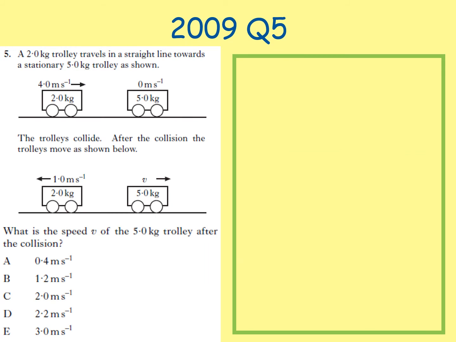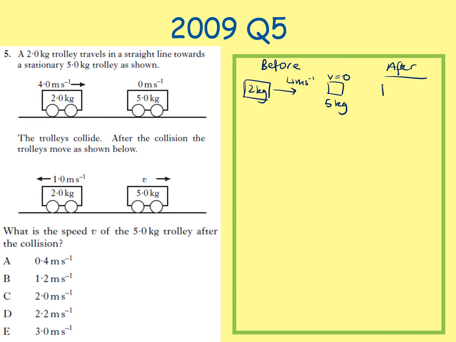A 2 kilogram trolley travels in a straight line towards a stationary 5 kilogram trolley as shown. The trolleys collide. After the collision, the trolleys move as shown below. What is the speed v of the 5 kilogram trolley after the collision? They've already drawn a few pictures for us, but to make sure we understand, we want to draw our own diagrams. So before, we've got a trolley of 2 kilograms moving at 4 meters per second, and we've got a trolley with a speed of 0 and a mass of 5 kilograms.